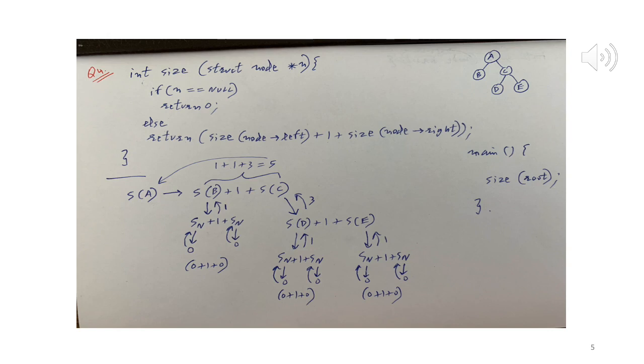So n arrow right will be a pointer to a's right child, which is the pointer to the starting location of c. So sa gives sb plus 1 plus sc. Okay, that should be clear. So now moving to sb.